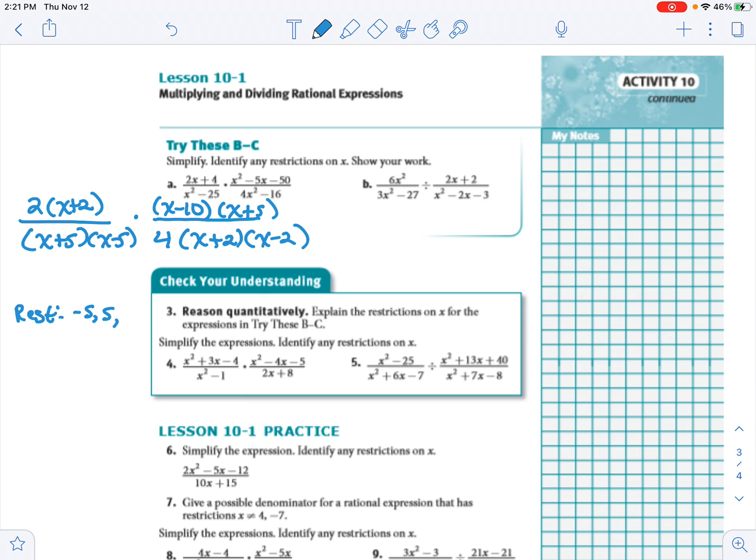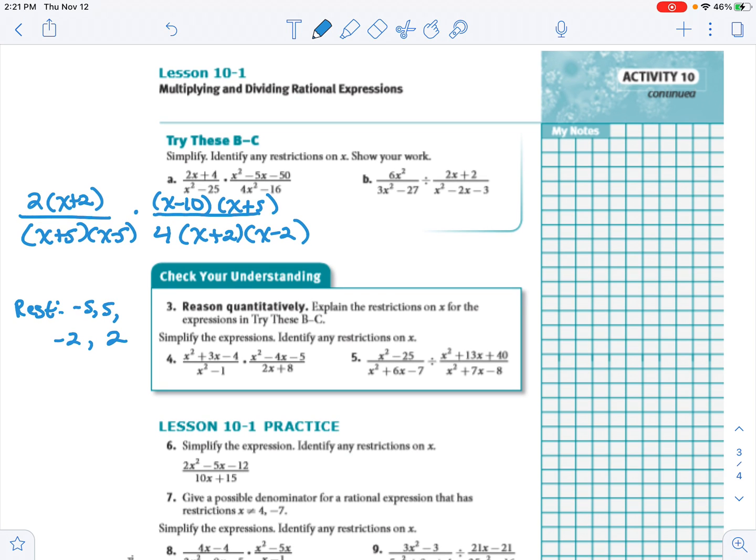I also see in the second quantity -2 and +2. Okay, so now we have all of our restrictions. These are all the numbers that x cannot be. Now we can go ahead and do any simplifying. So we'll do some canceling. And so anything on top that has a like factor on bottom can get canceled.